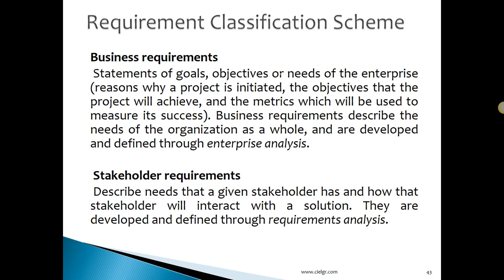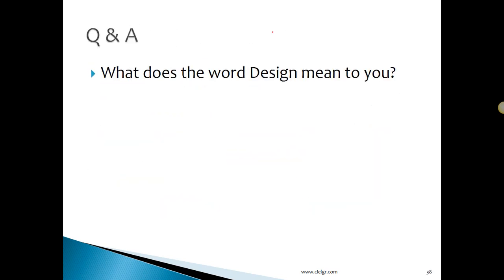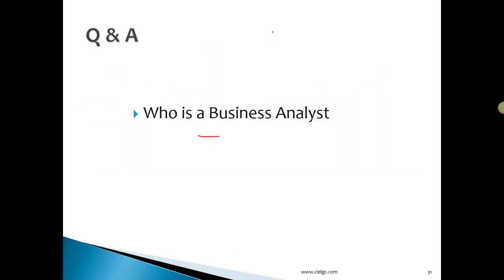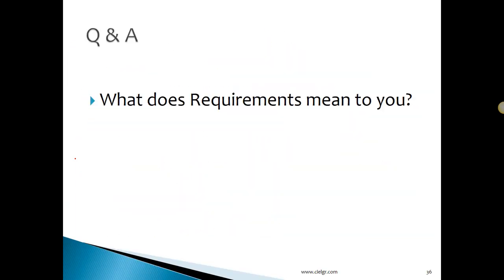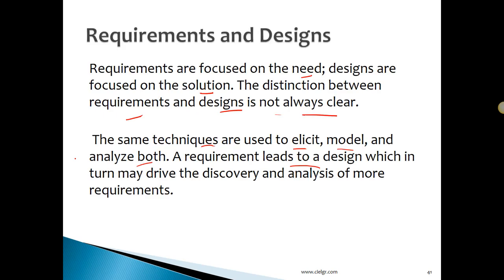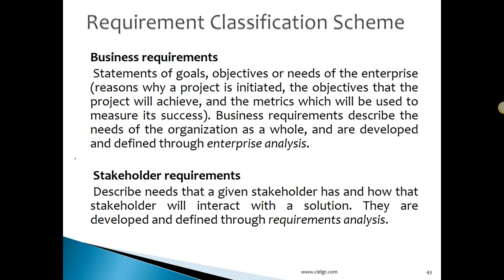So within the IIBA business analysis, there is what we refer to as the requirement classification scheme. If you notice earlier on when I was showing you the mind map that talked about the various components of the BABOK guide, I told you that we're going to be looking at the 4 requirement schemes that we have within the BABOK guide. So that's exactly what we have in this particular slide.